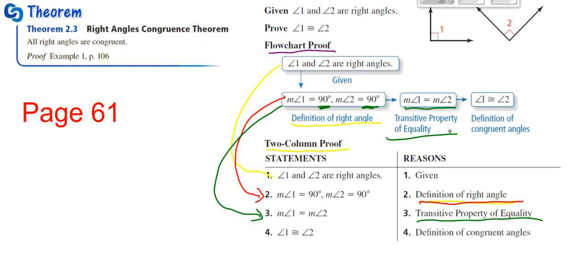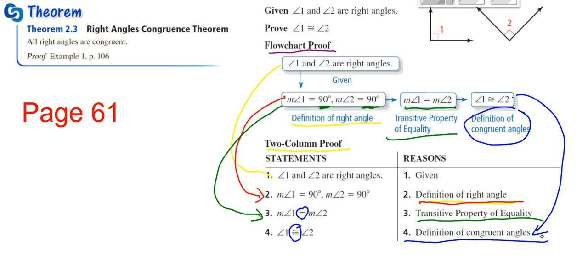And the last piece is just saying that if they're equal to each other, then they are congruent. And we can say that because of the definition of congruency. So you see where that lays there in our two-column proof.